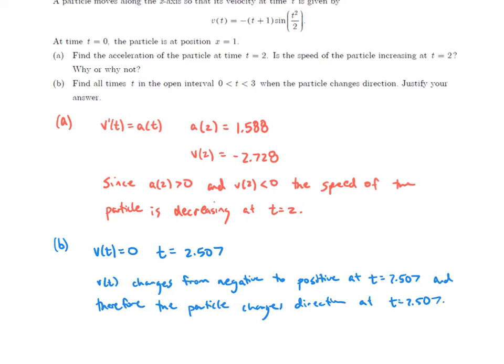So again, we're just showing that there is a sign change, and we're specifying the sign change, which is negative to positive, at the particular time. And we've already clarified that velocity is equal to 0 at that time. So all the conditions we've lined up here explain the change of direction. Okay, let's move on to the next page.